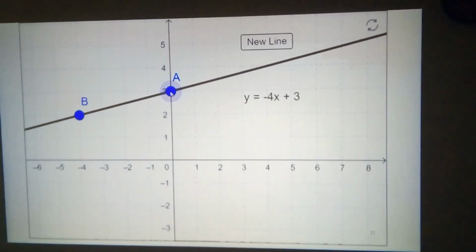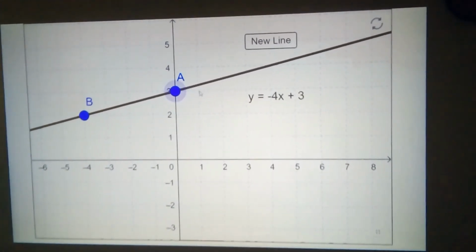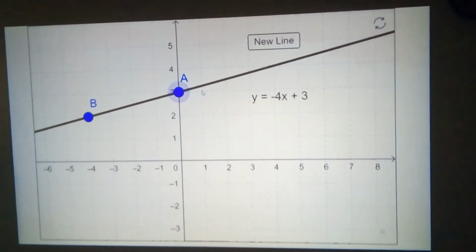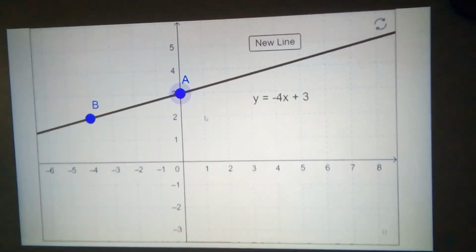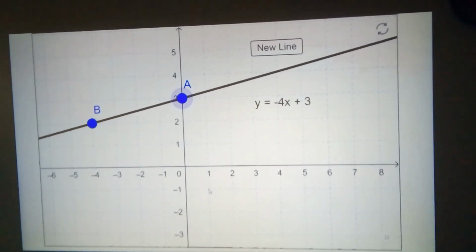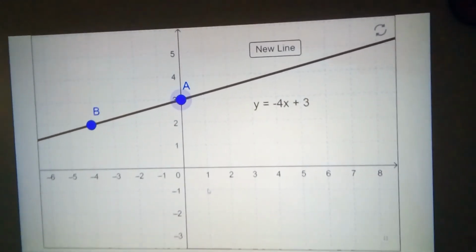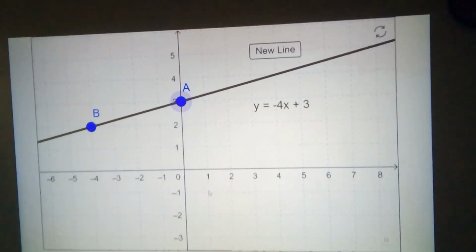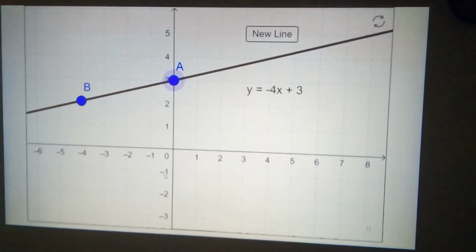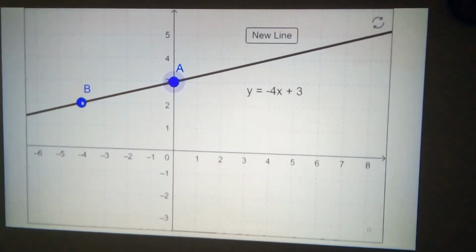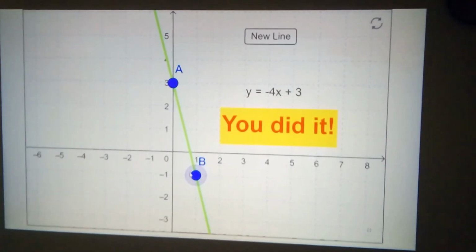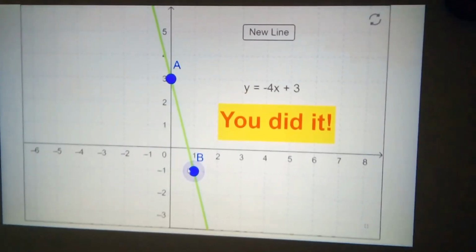I need to, from this point here, go across 1 to this point. Then I need to go 4 down, which is from here, I'm going to count 1, 2, 3, 4. So I need to put B right at this point, and B would have the coordinate of 1, -1. So let's do that. And that's it.